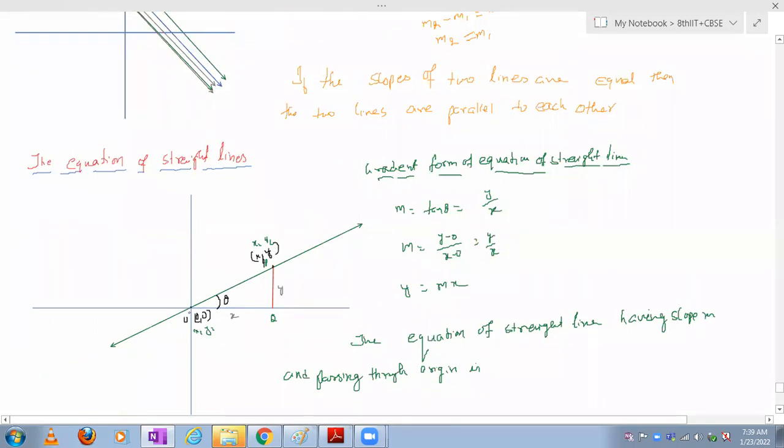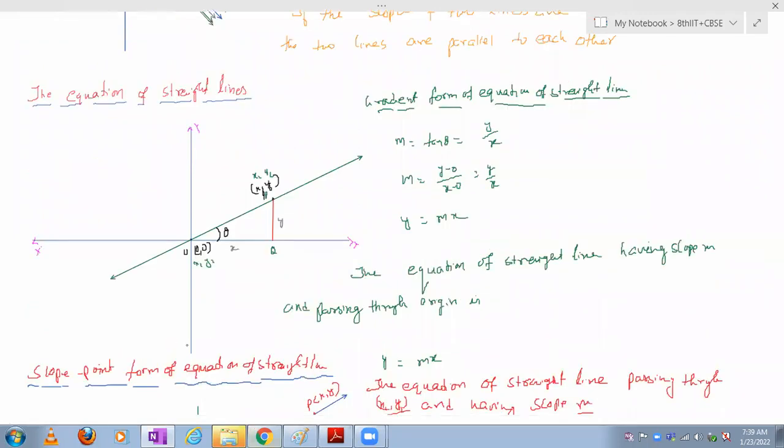Equation of straight line, if it is passing through the origin, this is the x-axis, x dash, this is y, y dash. If it is passing through the origin, the equation of the straight line is y is equal to mx. Now we got the equation of straight line, if it is passing through the origin, y is equal to mx.